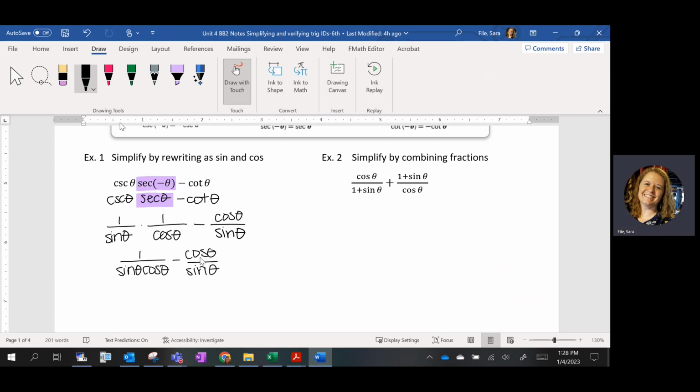If I want to combine this to a single term, I have to be able to subtract the fractions. What do I have to have? So what can I do to get a common denominator here? Good.